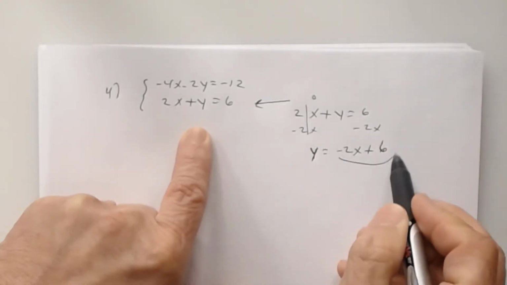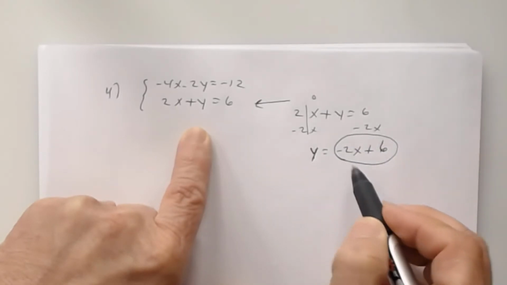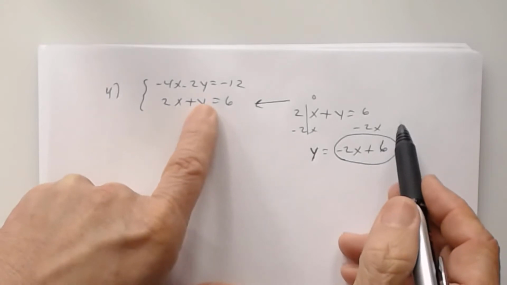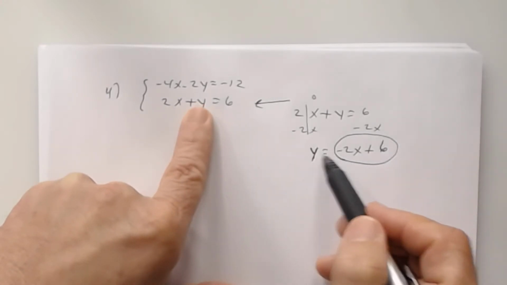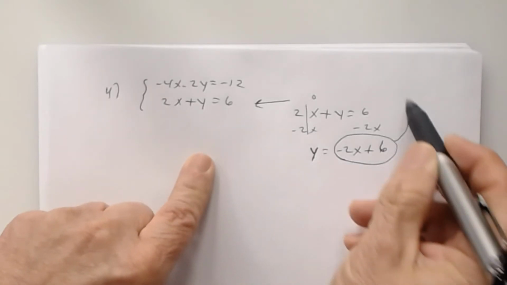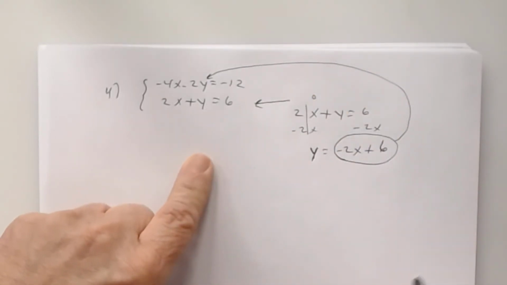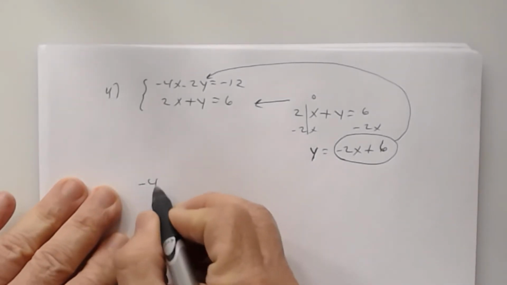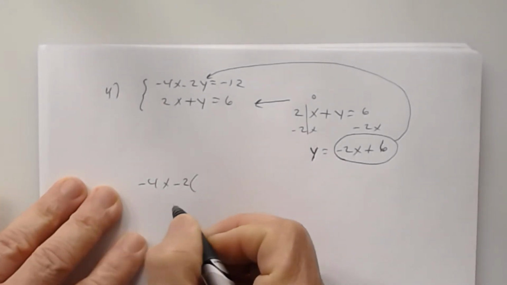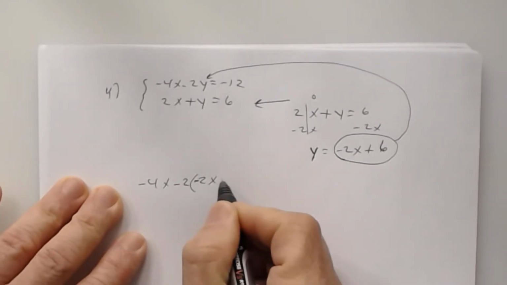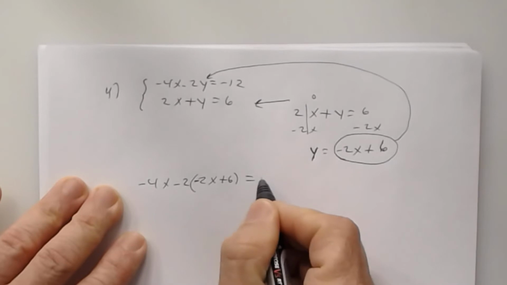So I take this expression, negative 2x plus 6, and I go to the other equation, and in place of the variable y, I substitute that expression, because that's what y equals. So I go here, and I substitute that expression. So I get negative 4x minus 2 times, in parentheses, that expression, negative 2x plus 6, equal negative 12.